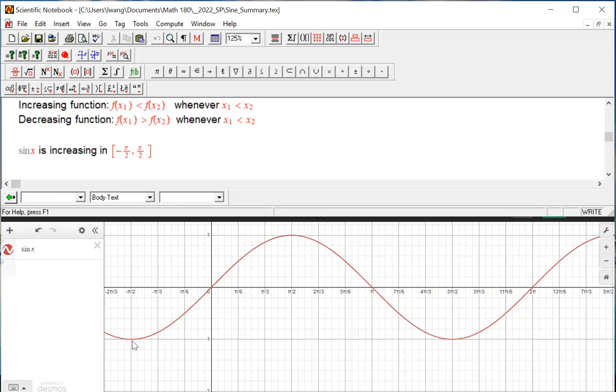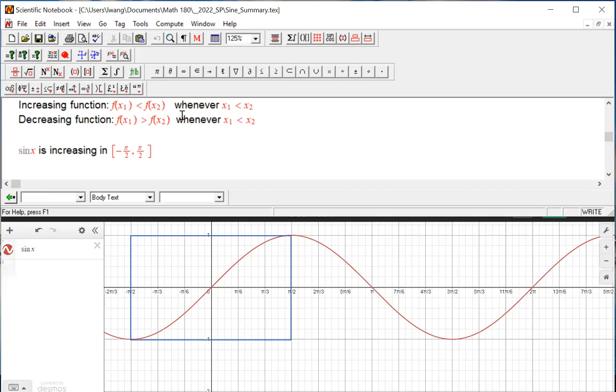Okay, so from negative pi over 2, which is this piece of interval, this piece over here, not too thick, right? So this piece is increasing. Okay, so how about the next piece? The next piece is decreasing.